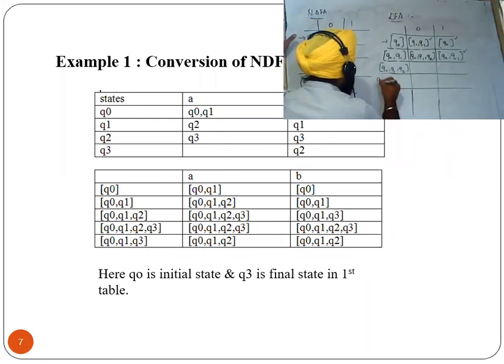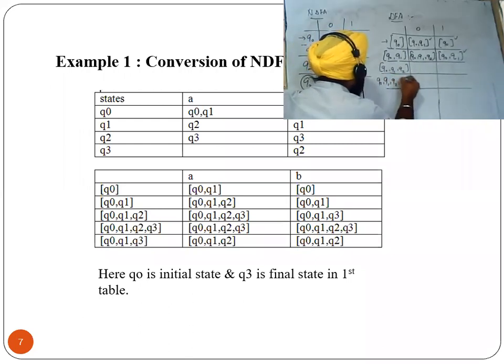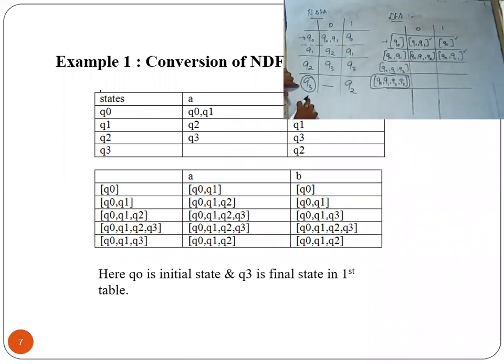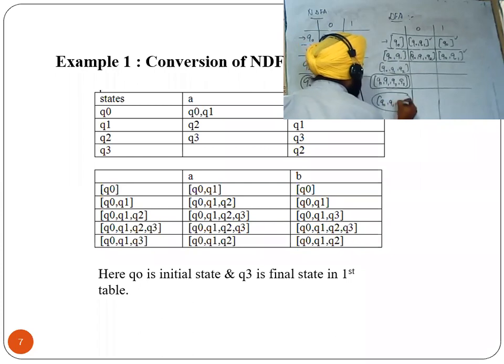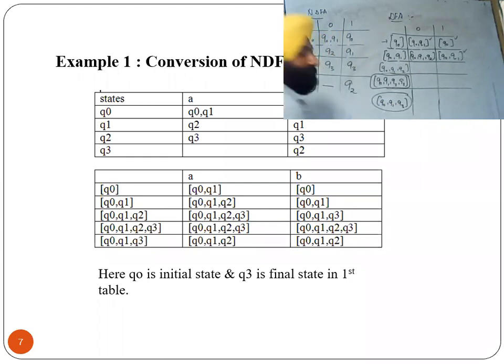That is Q0, Q1, Q2 and Q3 circle, because this is your final state, and these consist of Q3. Similarly, one more circle for Q0, Q1, Q3. The remaining table is the same.